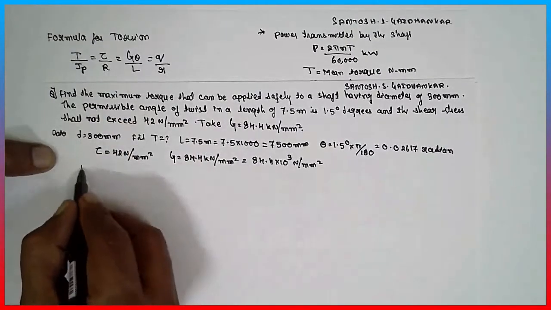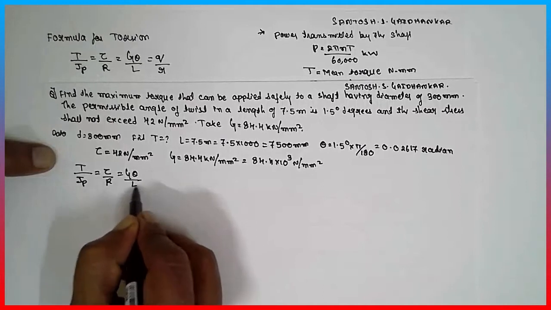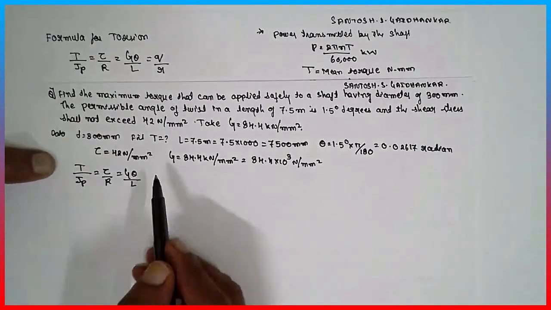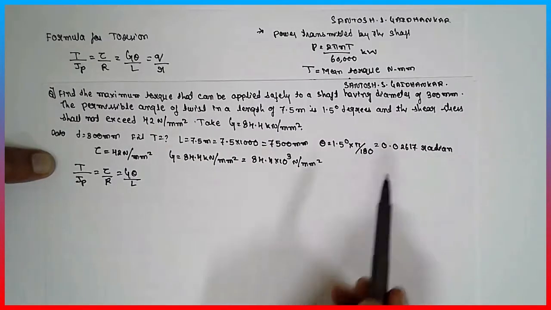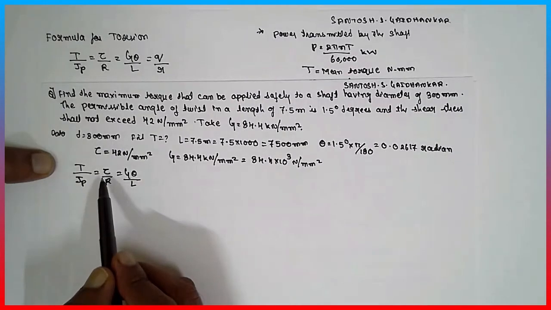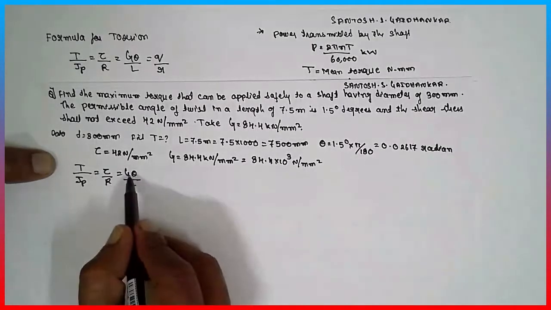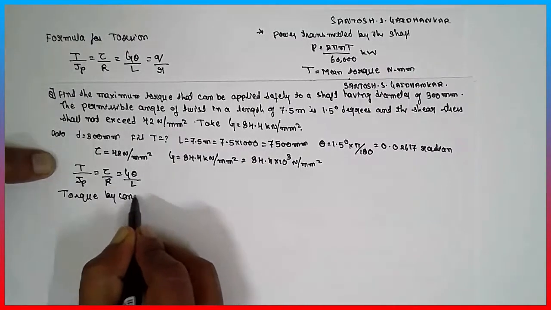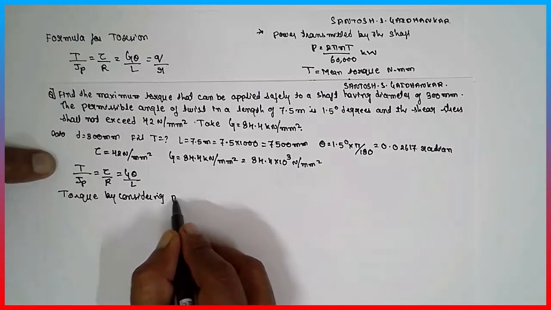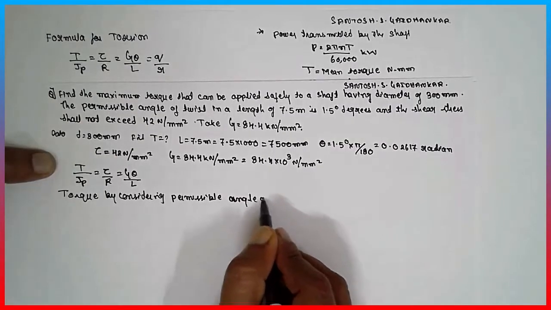This is the formula for torsion: T divided by Jp is equal to tau divided by R, equal to G theta divided by L. Now here, first we have to find out the torque with the combination of theta. Next, with the combination of shear stress. Then you have to analyze both the results and select the smallest torque. First, I am going for the combination of T and G theta, that means torque by considering permissible angle of twist.